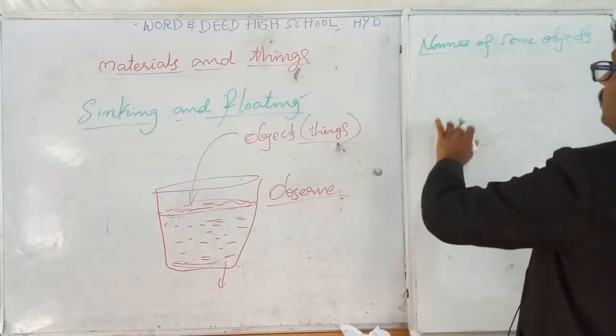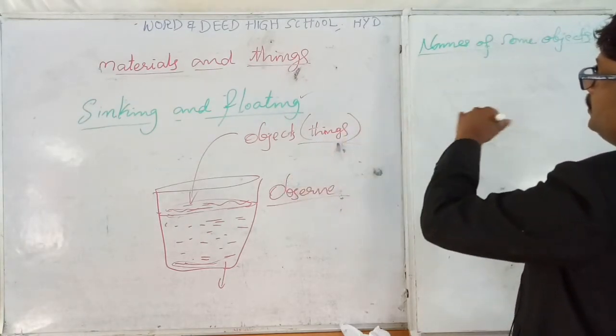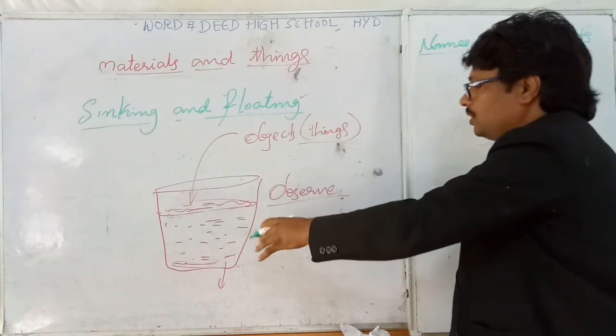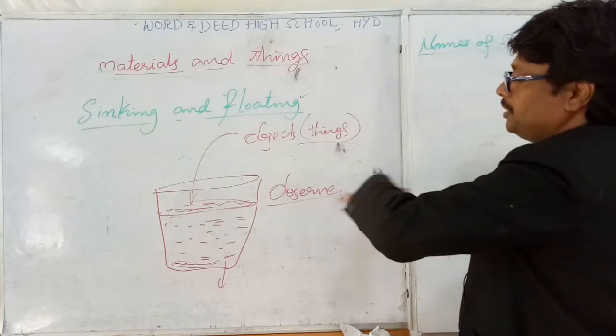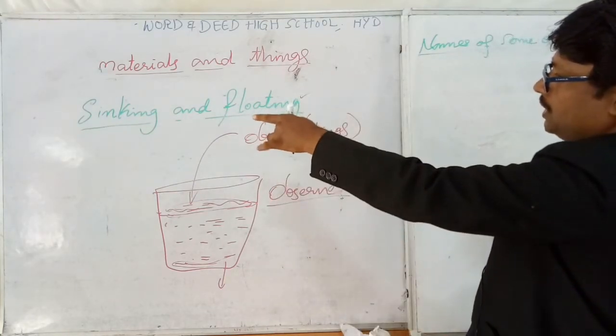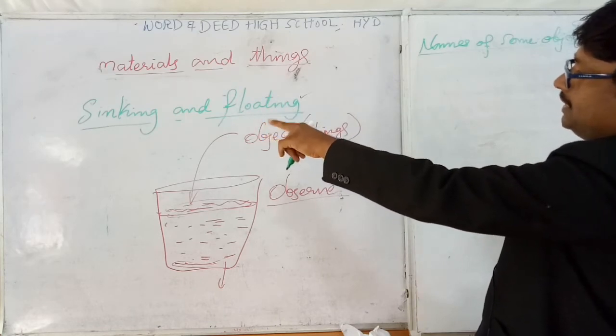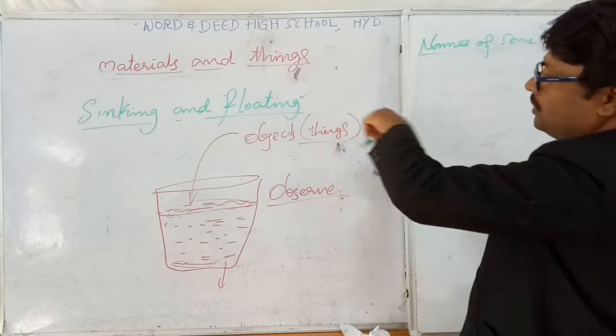Names of some objects and do the activity with the objects. Do this activity with these objects. You have to drop them in water and observe. Some of them go deep into the water, some of them remain on the surface of water. If they go deep into the water, you can say the objects are sinking, and some objects remain on the water surface, they are called as floating on the water.